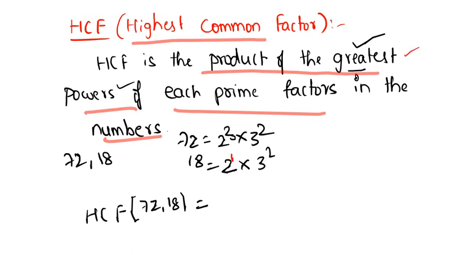We select the highest power in both, 2 power 3. Here 3 power 2 is the same in both cases, so we select 3 power 2. But if it were 3 power 3 in one case, we would select 3 power 3. In the LCM case, if there is a 3 power 1 and 3 power 2, we select 3 power 2 as the LCM.